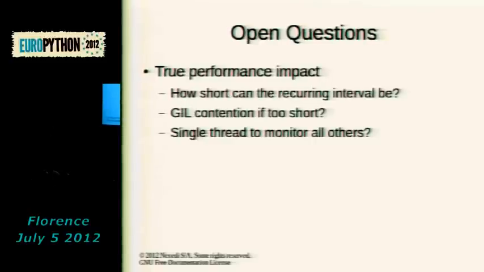And we have a few open questions. What is the true performance impact of this? We are running this on production, and the only time we had a problem was when we discovered that VMware doesn't like locks. And then we switched to using pipes for communicating between the monitoring thread and the original thread when it wants to tell it to stop.